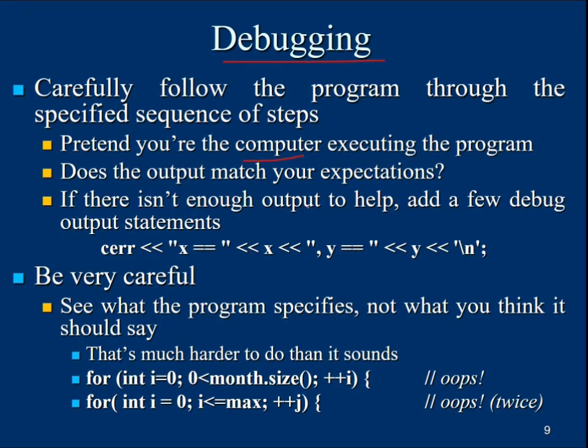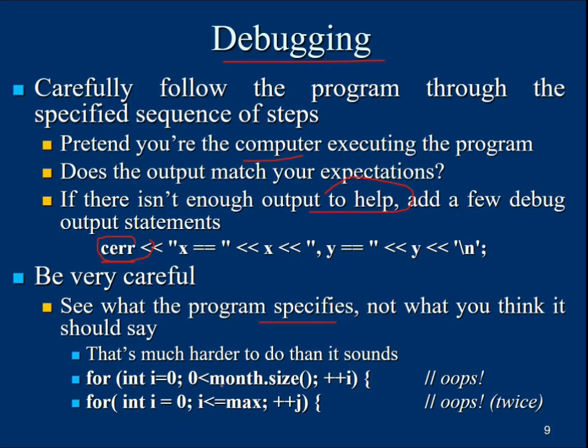If there isn't enough output to help, add a few debug outputs like cerr. This is the counterpart of cout. cout prints output, and cerr presents the error. Be very careful. See what the program actually specifies, not what you think it should say.